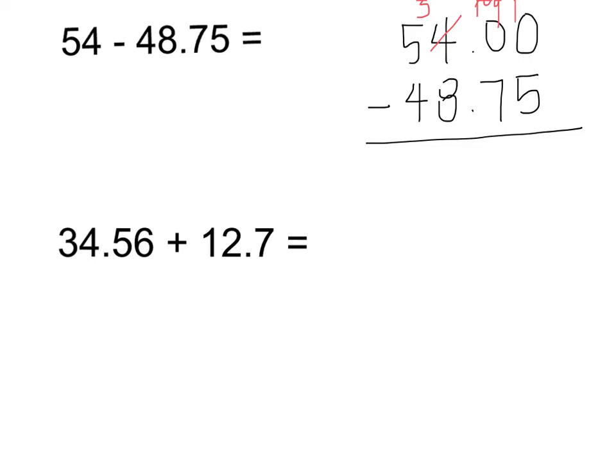So 10 hundredths minus 5 hundredths is how many hundredths, Christian? 5. Good. Remember, I made this into a 10, and then I regrouped again, so it's a 9. 9 tenths minus 7 tenths is how many tenths? Come on. 2 tenths. Good. Keep my decimal point there. I had to regroup. It used to be 4 in the ones, but now it is 3.